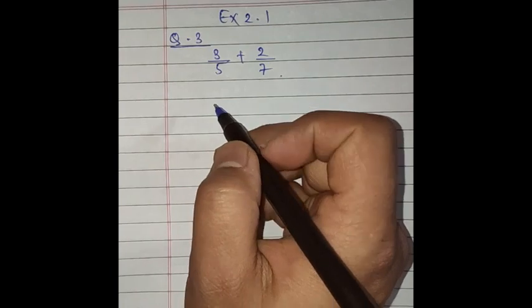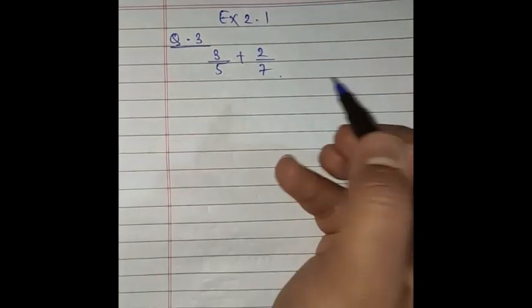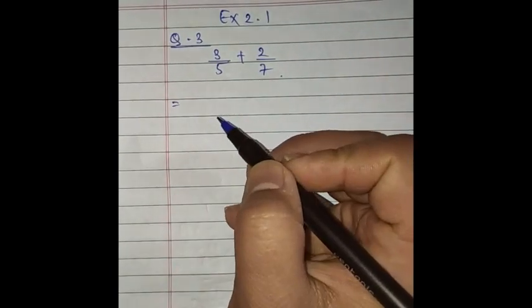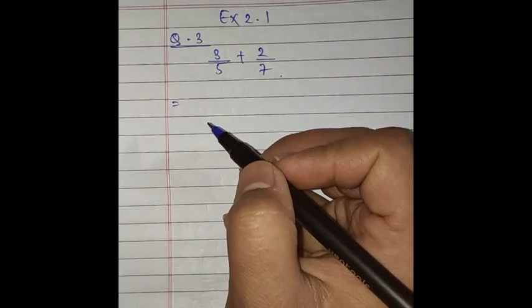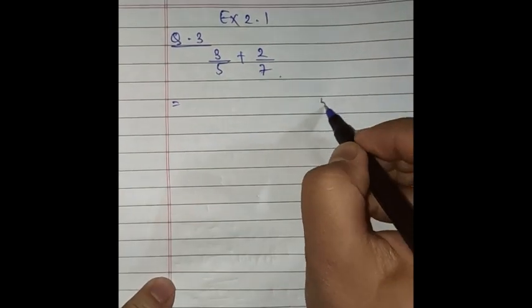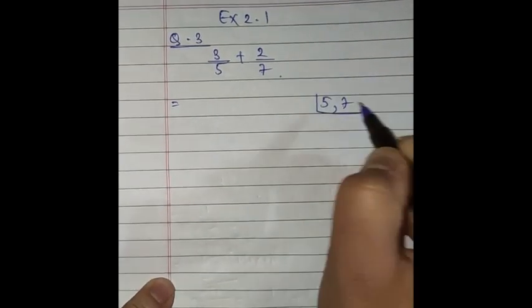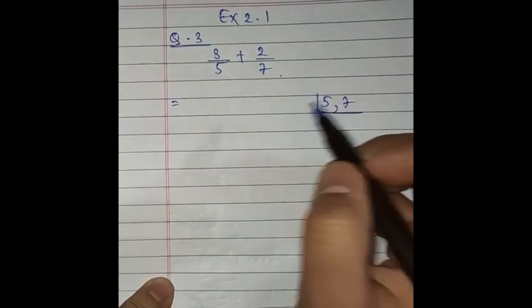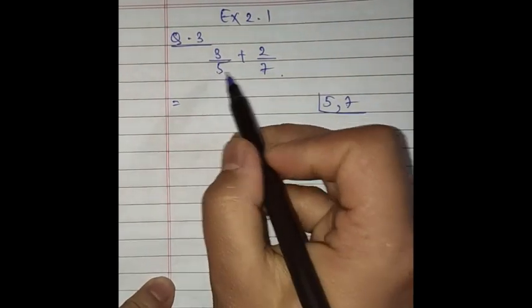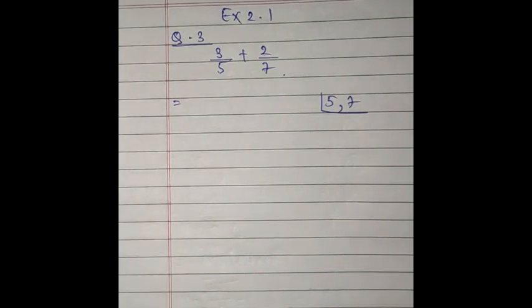So here is our question number 3. So we will solve according to what we have solved till now. Alright, so first of all we will take the LCM of this 5 by. So what type of fraction is this? It is an unlike fraction. We will try to convert this into like fractions.